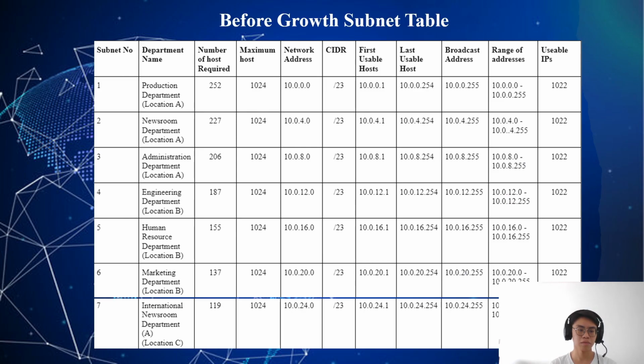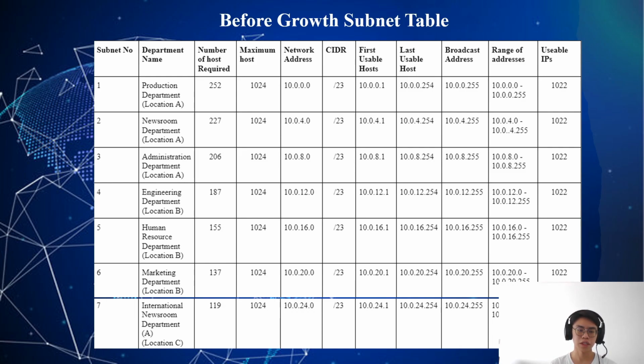For example, subnet number 1, the production department, which is in location A. The number of hosts required is 252, the maximum host is 134, and the network address is 10.0.0.0. Before the growth, the class B /23 can already handle everything. So the first usable host is 10.0.0.1, and the last usable is 10.0.0.254. The broadcast address is 10.0.0.255, and the range of addresses is 10.0.0.0 until 10.0.0.255. The usable IP is 1022, which is the maximum host 1024 minus 2, because we need to leave empty the first and the last one for the IPs.